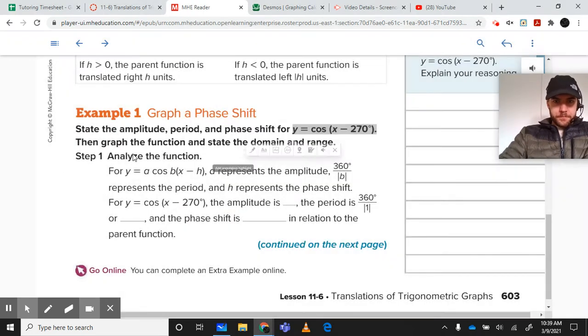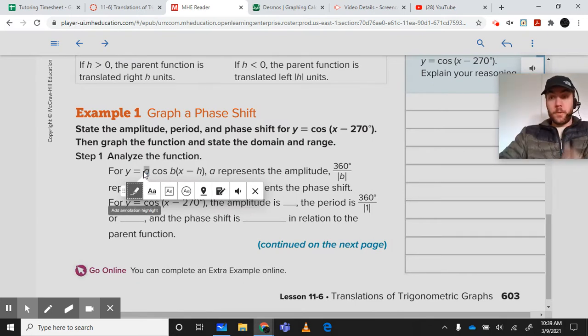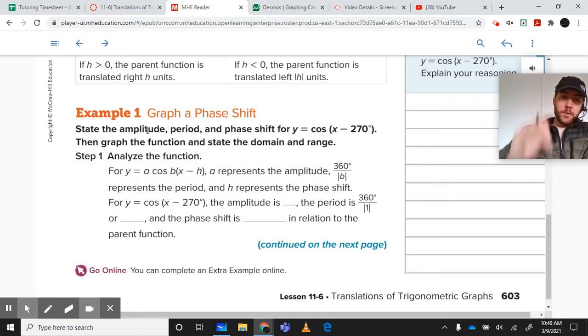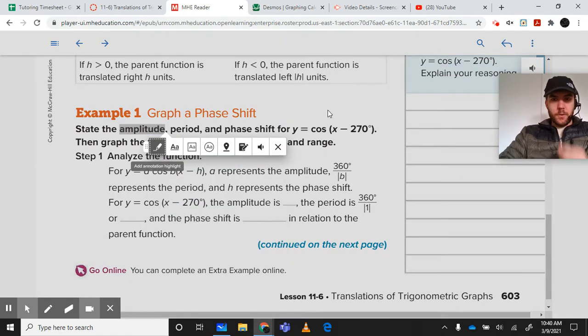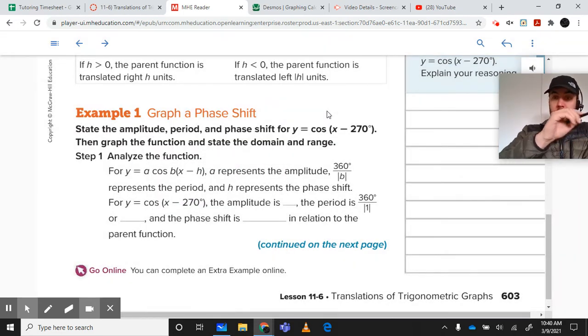So in this case, they ask for the amplitude. Well, we don't have any a value here to multiply our outputs, so our outputs are not getting any bigger than the traditional 1 and -1. So we still have an amplitude of 1. The distance from the midline to a maximum or minimum is still 1. The period has not changed, so we still have a graph that is cycling every 360 degrees. It's just in a different phase of that cycle at x equals 0. So the period is still 360 degrees.